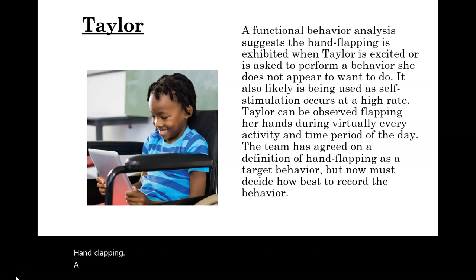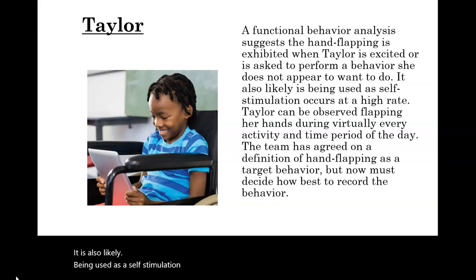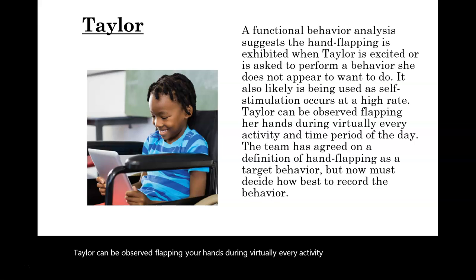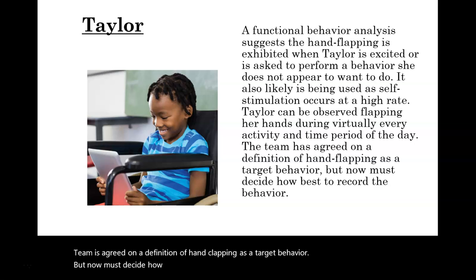A functional behavior analysis suggests the hand flapping is exhibited when Taylor is excited or is asked to perform a behavior she does not appear to want to do. It is also likely being used as self-stimulation and occurs at a high rate. Taylor can be observed flapping her hands during virtually every activity and time period of the day. The team has agreed on a definition of hand flapping as a target behavior, but now must decide how to best record the behavior.